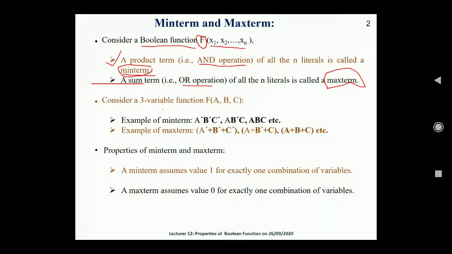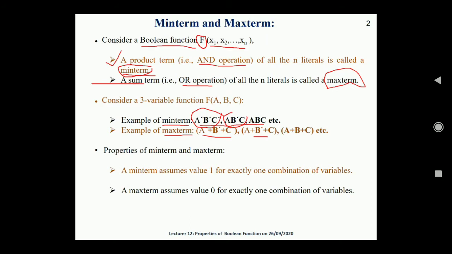See here, if you are considering the three variables a, b, c, I am giving one particular example of a min term. This is one particular term, and all the variables within that term are associated by AND operations. Similarly, when we are considering the max term, instead of the AND operation we are using the OR operation with those literals. Here a bar plus b bar plus c bar is called a max term.